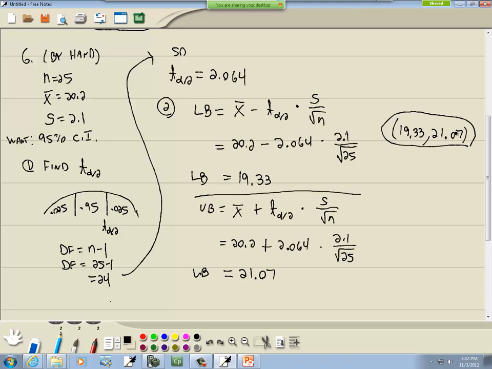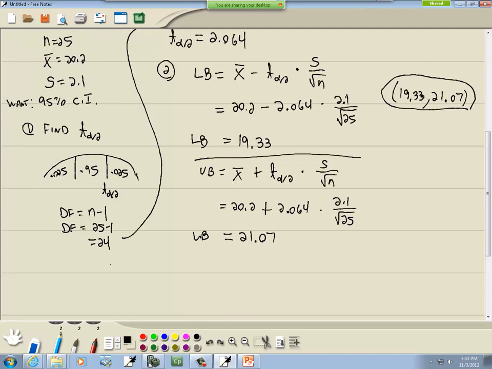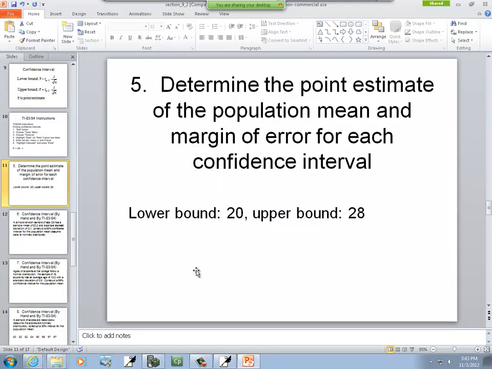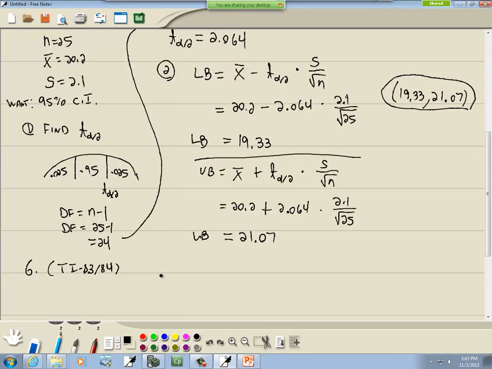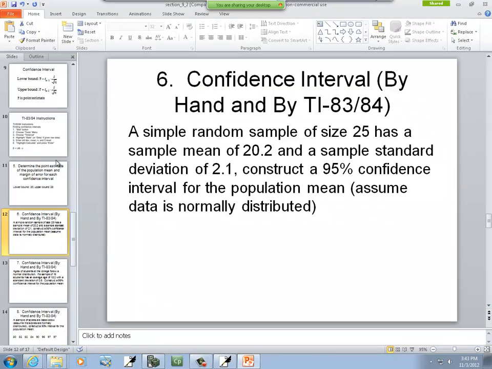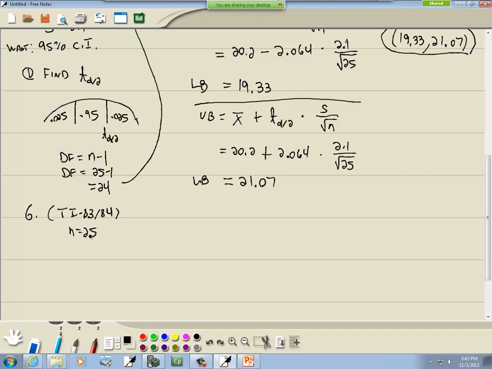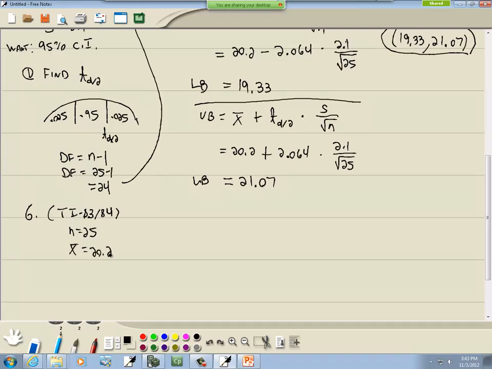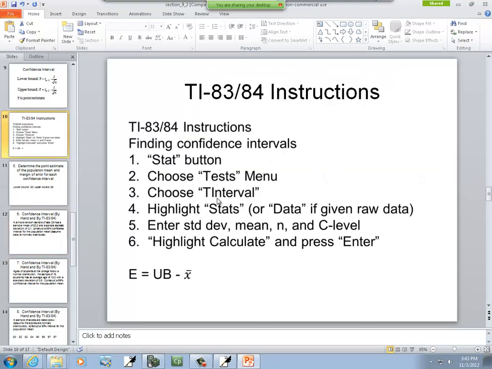Well, let's do it on the calculator now. So number 6, calculator, specifically a TI-83 or 84 series. It says a simple random sample of size 25, so n is 25. It has a sample mean of 20.2, so x bar is 20.2. And a sample standard deviation of 2.1, so s is 2.1. Construct a 95% confidence interval. Our steps just basically tell us to go do a t interval. It's nothing exciting there.